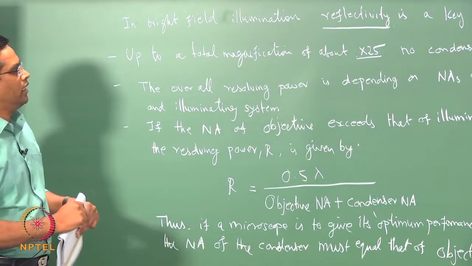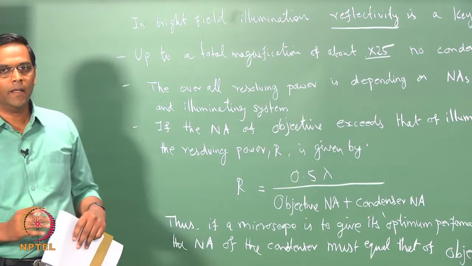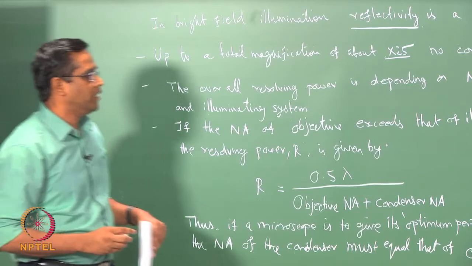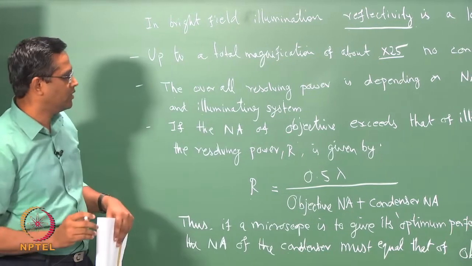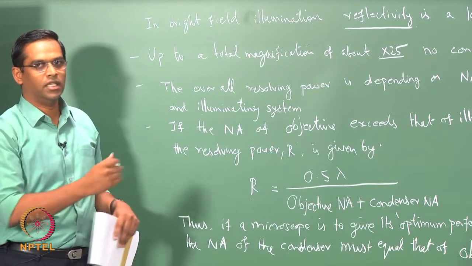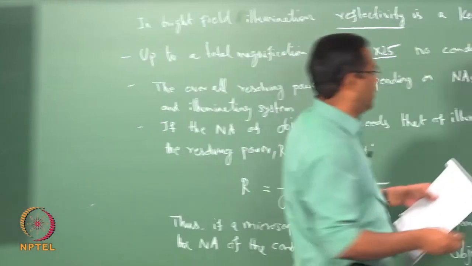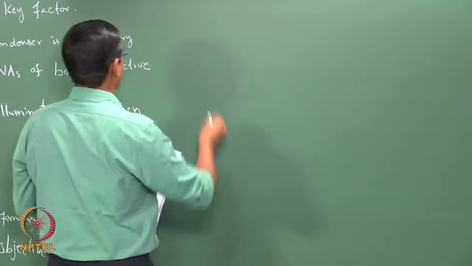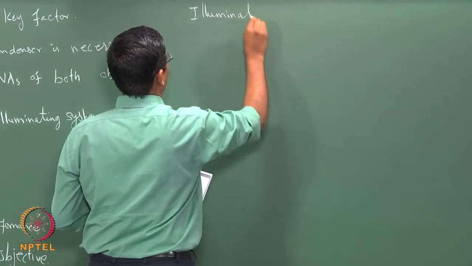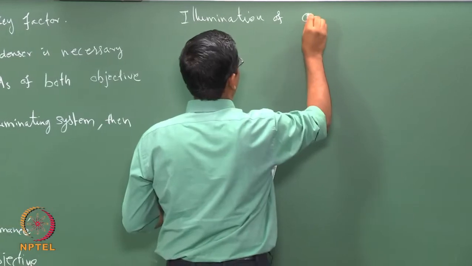In a normal microscope, if you talk about the illuminating system, there are two things, and we will confine our discussion primarily to the metallurgical microscope. We will see the other variants later. First, let us take illumination of opaque specimens.